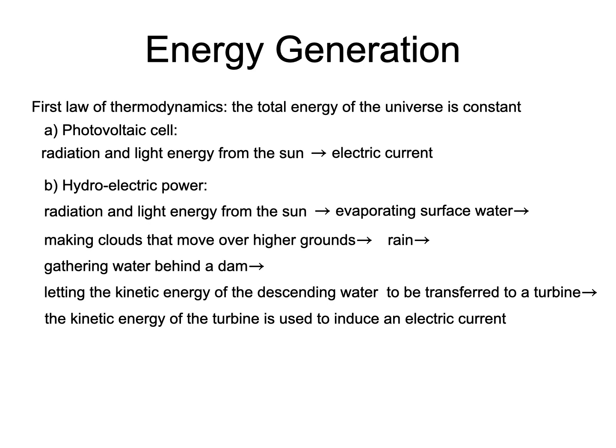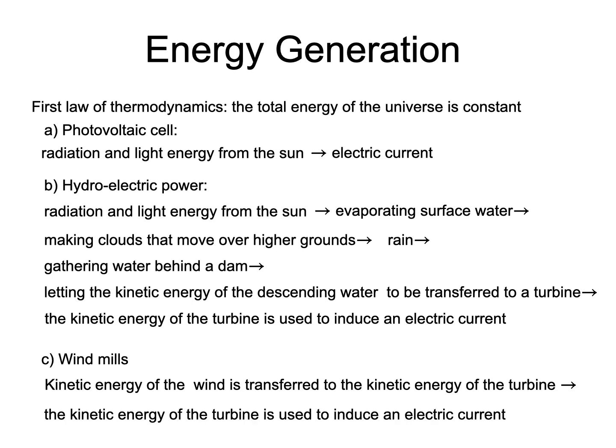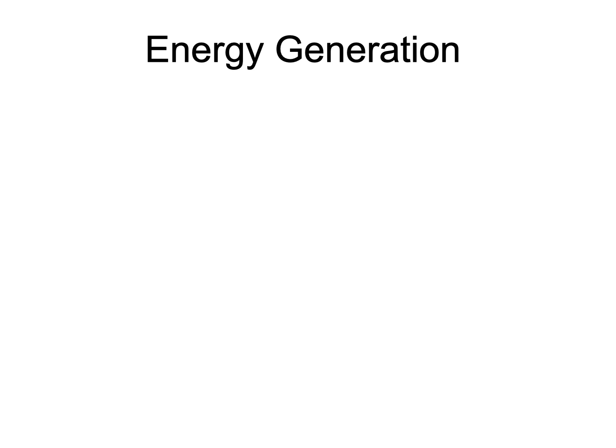Other fluids can be used to turn turbines. Moving air, i.e. wind, is an example. The kinetic energy of the wind can be transferred to a turbine, and the turbine can again induce electric currents. Talking about fluids that can move turbines, another example is water vapor. Any source of energy that can be directed to warming water can then lead to induced electric currents by turbines.